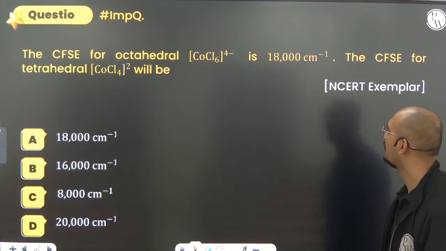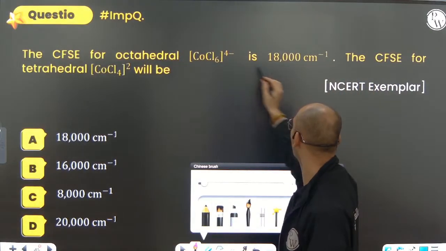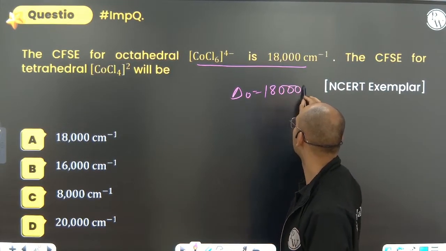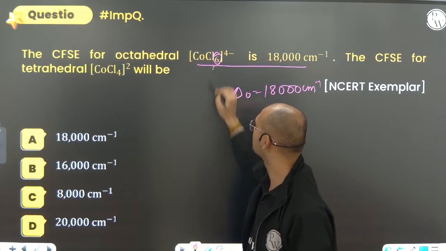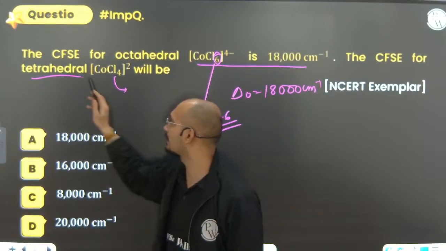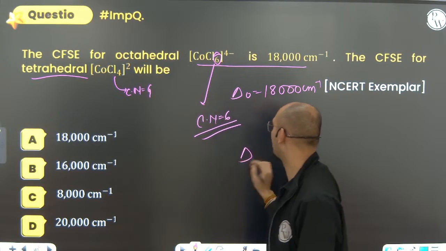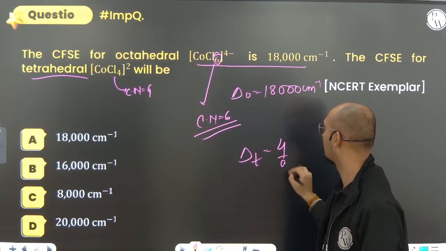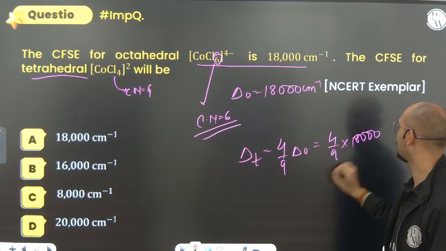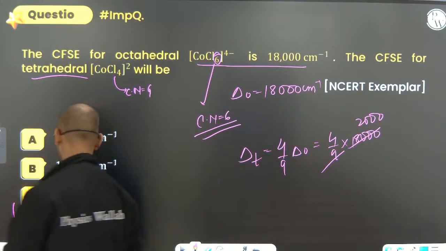CFSE of the octahedral, this is this much. Then CFSE for the tetrahedral, this will be, okay, can you see it is octahedral? Octahedral delta naught की value कितनी दे रखी है? 18,000 centimeter inverse. Can you see the coordination number was 6? That's why octahedral. Here tetrahedral दे रखा है, and coordination number is 4. So I hope you all remember delta t और delta o के बीच का relation. Delta t equals 4/9 of delta octahedral. That will be 4/9 of 18,000. Cancel, 2,000 into 4 is how much? 8,000. Option C is the correct option.